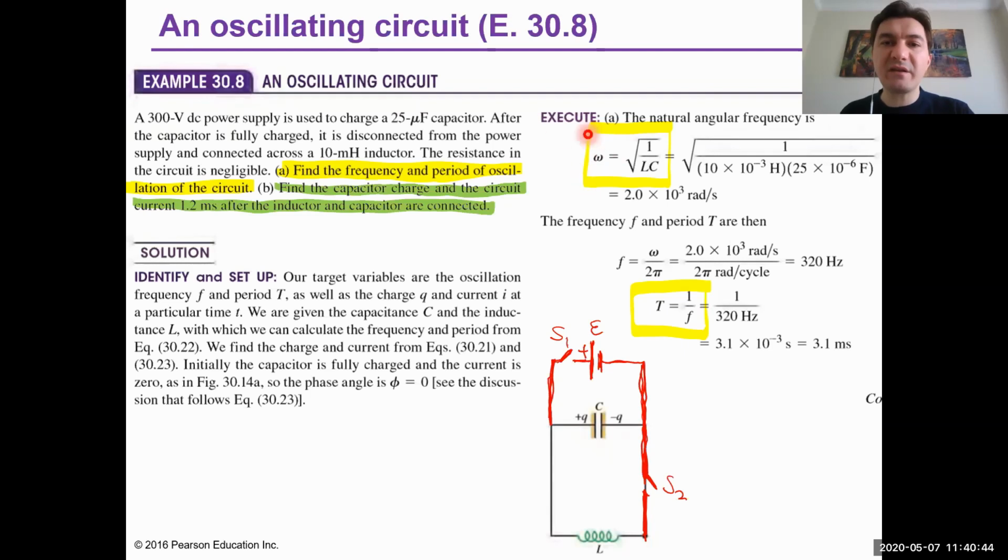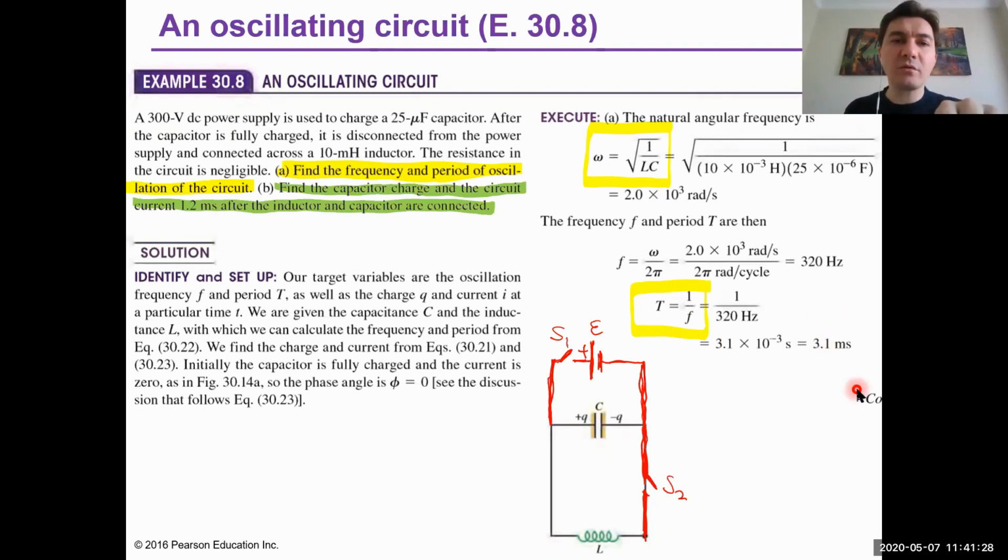The angular frequency is given by that expression, inductance is given, and capacitor is given. Put them here, then you can calculate angular frequency 2 times 10 to 3 radian per second. And another question is frequency and period. Frequency is given by that expression, depends on the angular frequency. You can find 320 hertz by using that information here. And the period is given by 1 over f, 1 over frequency, and then period is given by 3.1 millisecond.